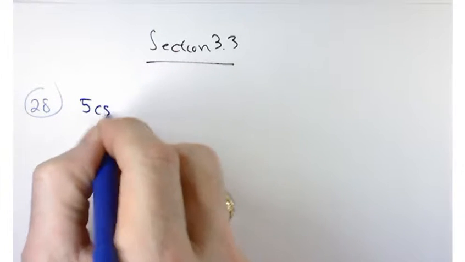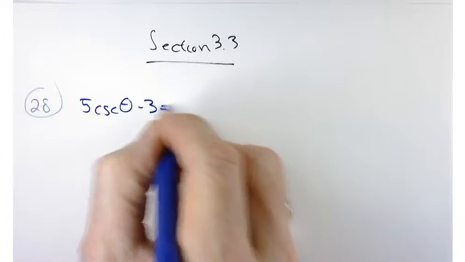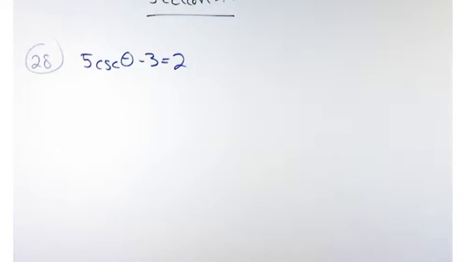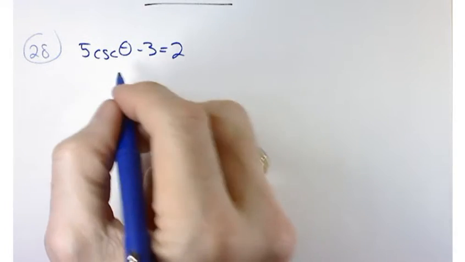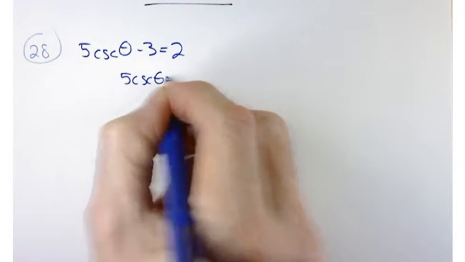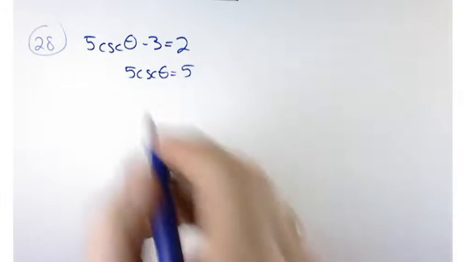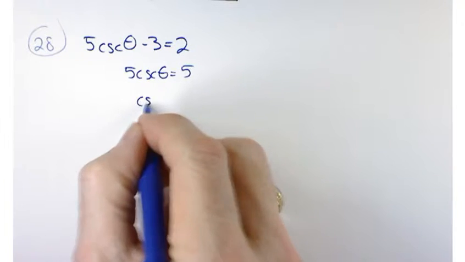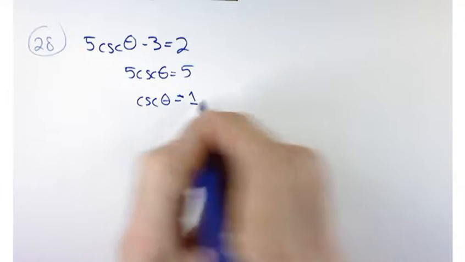5 times the cosecant of theta minus 3 equals 2. Probably the first thing I would do is try and get the cosecant term by itself. So I would add 3 to both sides, so 5 cosecant of theta equals 5. And let's see, divide both sides by 5, so cosecant of theta equals 1.